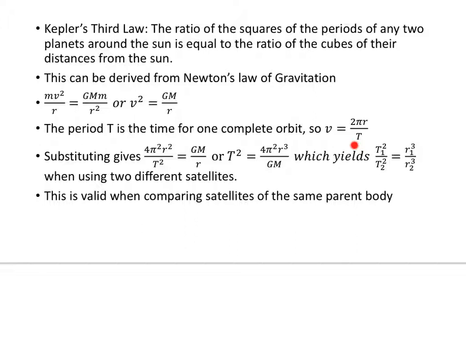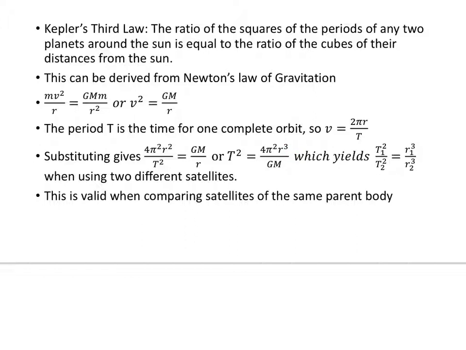So what we're going to do is now substitute that in here. We've got to square each one of those terms. So we get 4 pi squared r squared divided by T squared is equal to big G, mass of the sun, divided by r. Now we're going to solve for T squared. We're going to do that by flipping both sides, taking the reciprocal, doing some cancellation, and we end up with T squared is equal to 4 pi squared r cubed divided by GM.